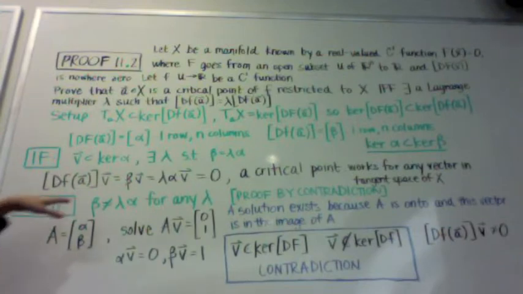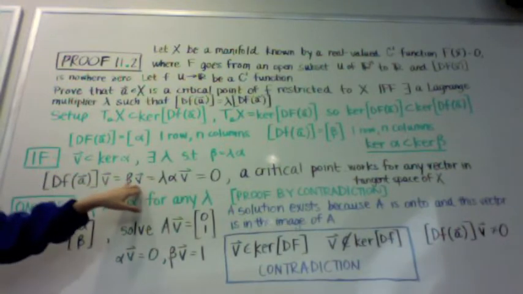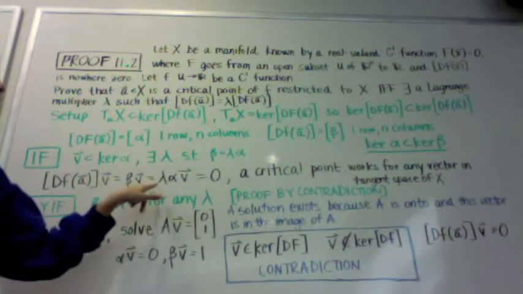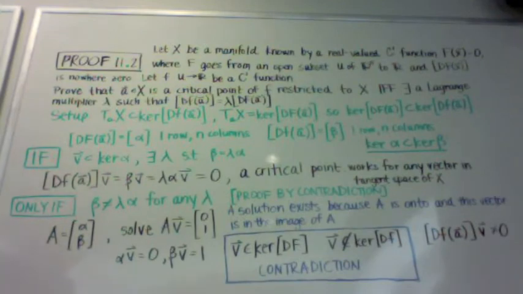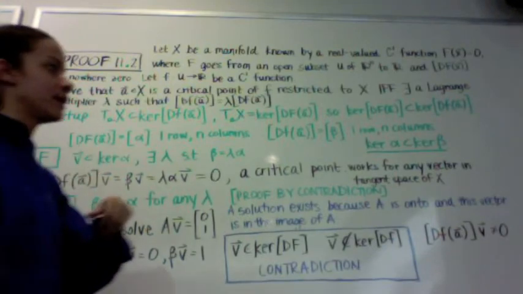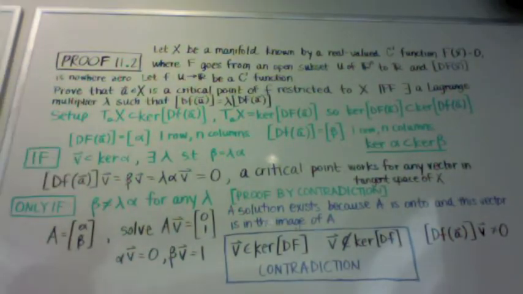If this vector v is a critical point, multiplying it by the Jacobian of the optimizing function should give us a 0. We've chosen that v is in the kernel of alpha, so the Jacobian of the optimizing function at a times v is, in our shorthand, equal to beta v, which, substituting beta equals lambda alpha, is lambda alpha v, and that gives us 0 because v is in the kernel of alpha. So sure enough, the Jacobian of the optimizing function acting on v gives us 0, and we have a critical point. This works for any vector in the tangent space of capital F, or the manifold X. And that's our if side of the proof.